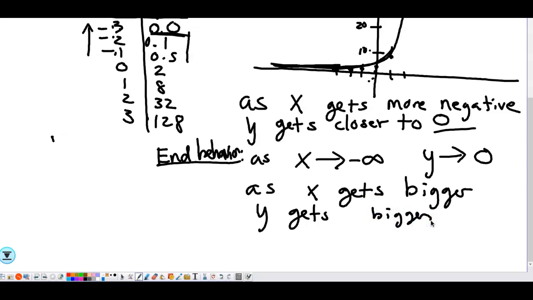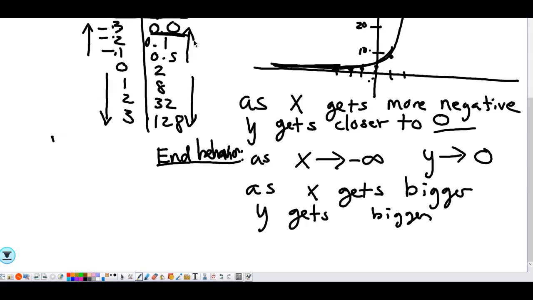So take a look at your chart here. As x gets bigger and bigger, what's happening to the y values? Bigger and bigger. Are they getting closer and closer to a number, or are they just getting bigger and bigger? They're just getting bigger and bigger. It's not like this side where it's getting closer and closer to a specific number. They're just going crazy.